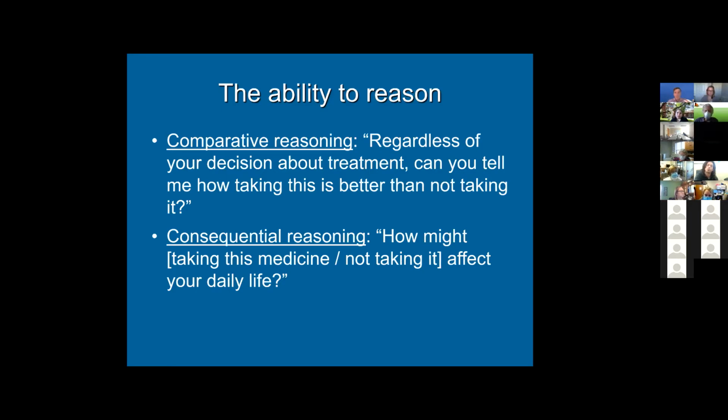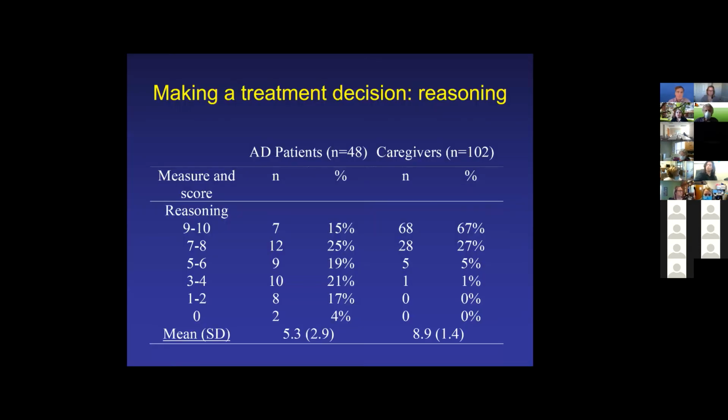And again, reasoning, here's the measure, same group of patients. Again, this is a 10-point range here on these measures of reasoning. And you can see some patients reason just as well as their caregivers, in fact, a fairly decent number. But also you can see that a fairly decent number couldn't really engage in any substantive reasoning. And again, it iterates the point that if you don't assess these things, you won't know about it.